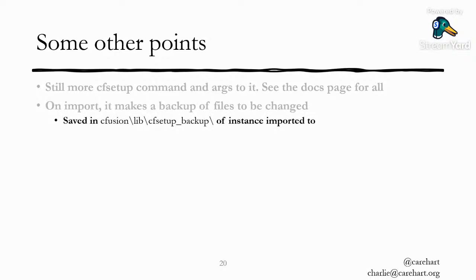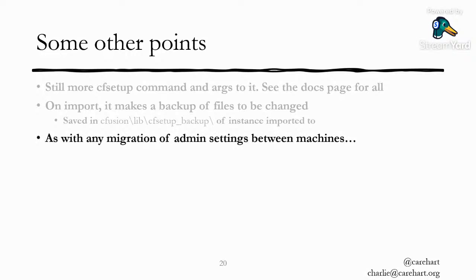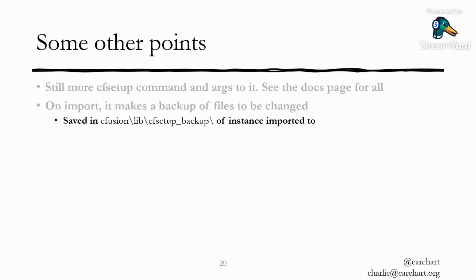It will save into the instance's lib folder where you did the import. So by default, for most people, it would be cfusion/lib. It creates a folder called CFSetup backup. And it will create in there a folder for the particular import. And in that, the copy of the Neo XML files that got modified, from before they got modified. That's really cool, right? So, Steve, there's no rollback per se.